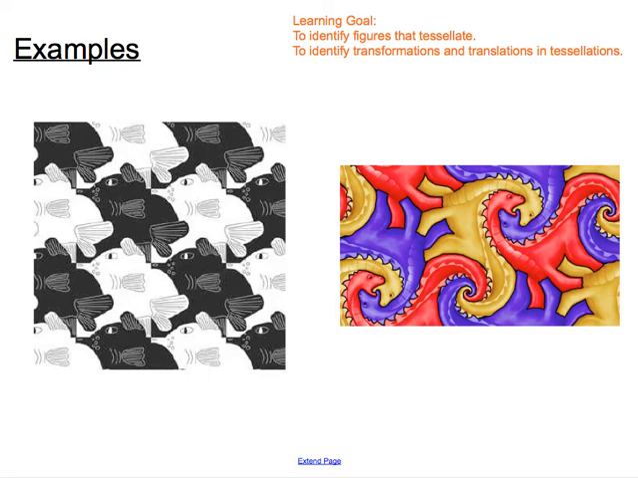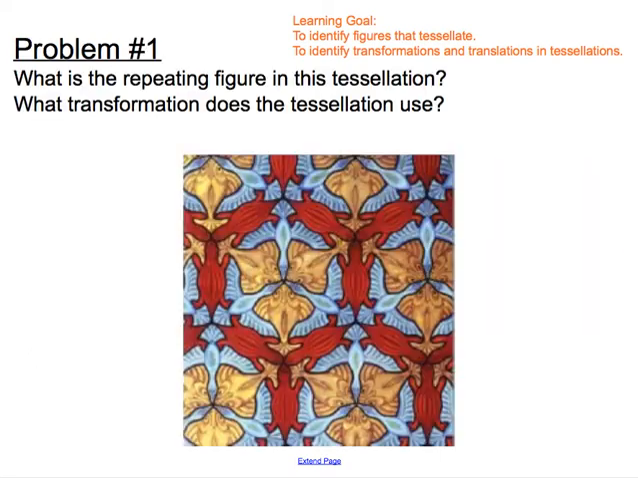So you can see the figure on the left is a translational tessellation, and the figure on the right is a rotational tessellation. So problem 1 asks us, what is the repeating figure in this tessellation, and what transformation does the tessellation use? Truth be told, this can actually be a fairly complex question to answer, because there are several ways to answer it.